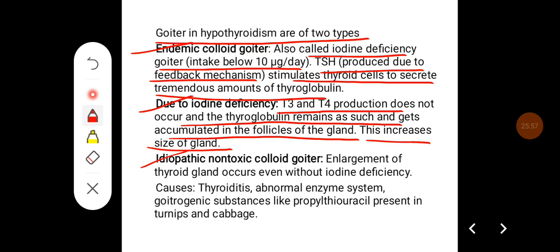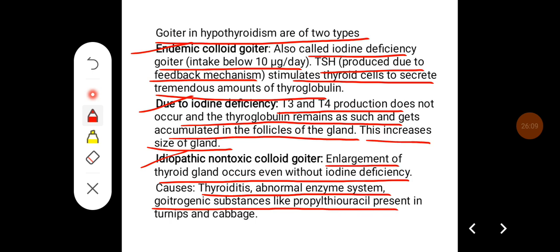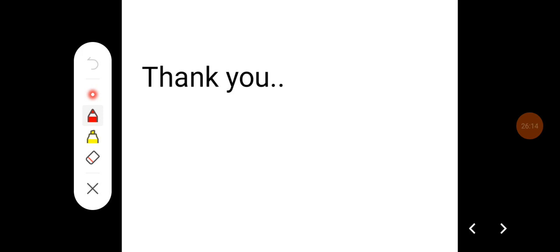In idiopathic non-toxic colloid goiter, enlargement of the thyroid gland occurs even without iodine deficiency. Some of the causes are thyroiditis, abnormal enzyme system, and goitrogen substances like propylthiouracil present in turnips and cabbages. So this is in brief about the thyroid gland.